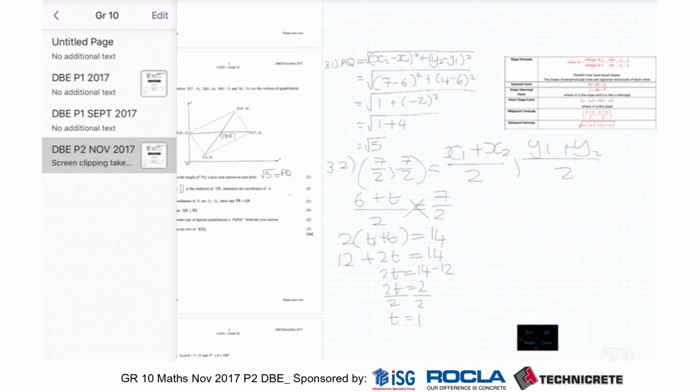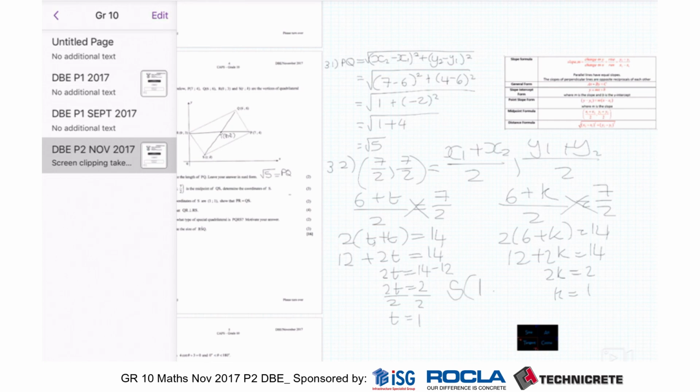Okay, let's work with my y's. So the y1 of Q is also 6, plus k over 2 is equal to 7 over 2. Cross multiply again, should give me the same value because it's exactly the same. So 2 times 6 plus k is equal to 14. 12 plus 2k is equal to 14. Going to go straight to 2k is equal to 2 and k is equal to 1. Therefore, my coordinates of S is 1, 1.